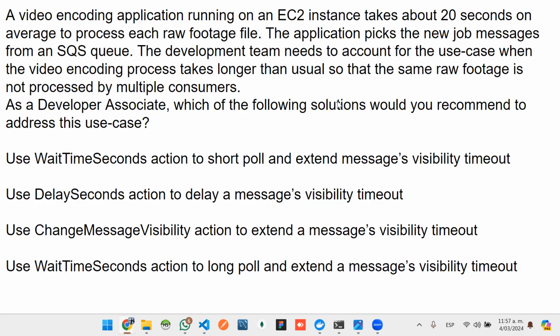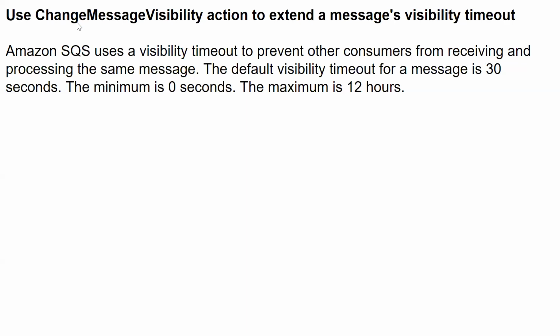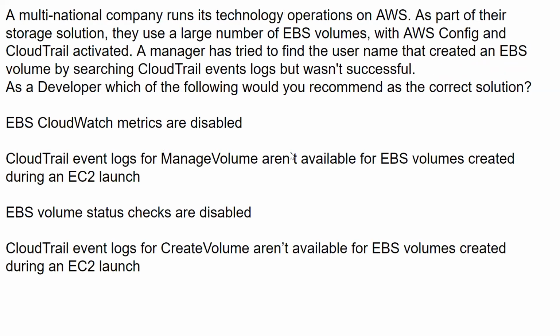As an associate, which of the following solutions would you recommend to address the use case? Use wait time seconds action to short poll and extend messages visibility timeout. Use delay seconds action to delay a message's visibility timeout. Use change message visibility action to extend a message's visibility timeout. Use wait time seconds action to long poll and extend a message's visibility timeout. All right, use change message visibility action to extend a message's visibility timeout.